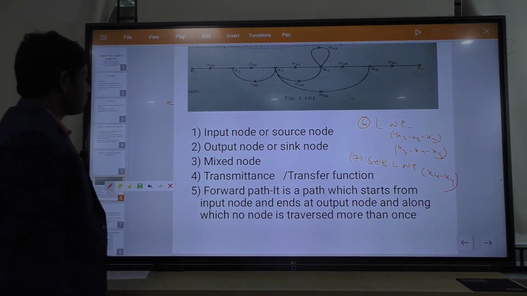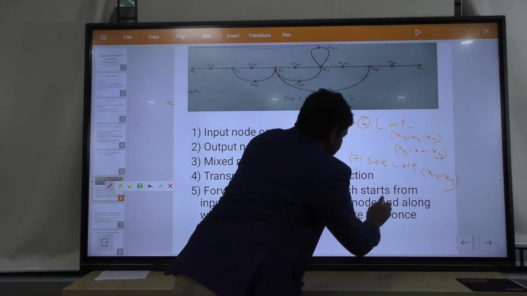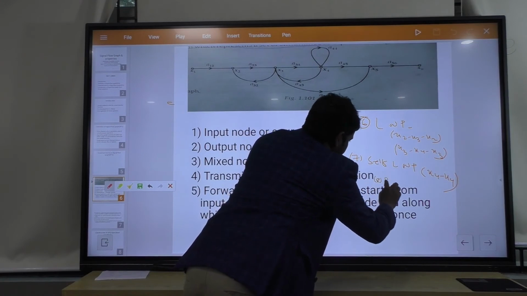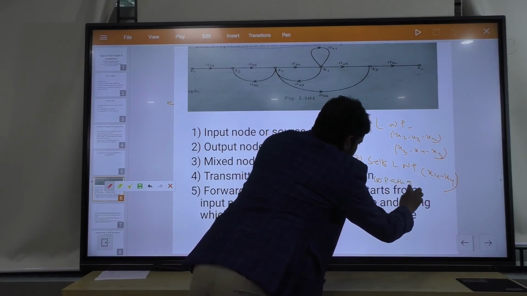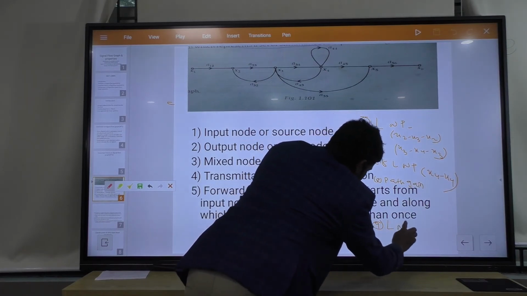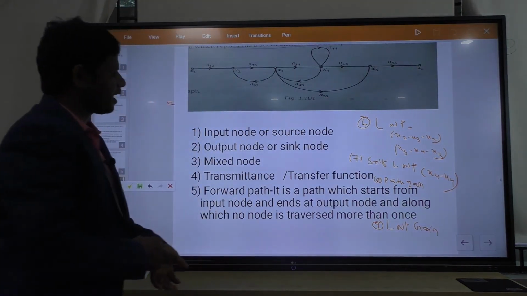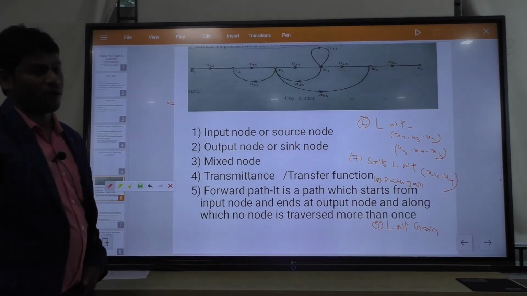Okay, loop gain. We are discussing the terms in the signal flow graph. Number 8 is path gain, and number 9 is loop gain. What is loop gain? Loop gain means the product of all the gains in a loop.